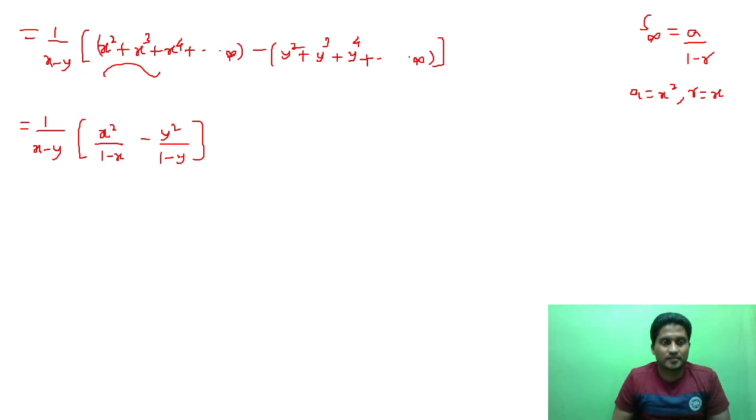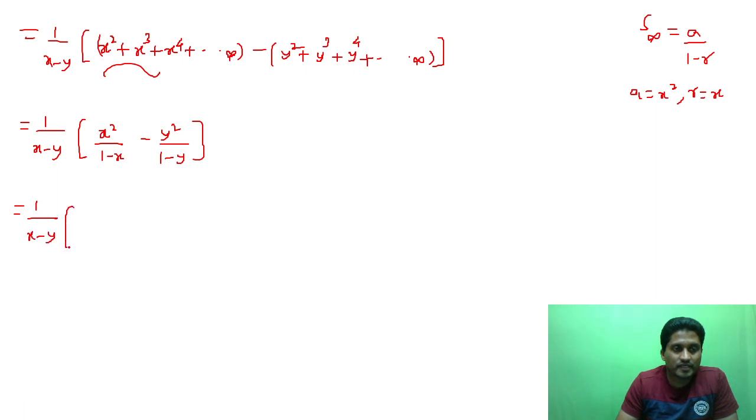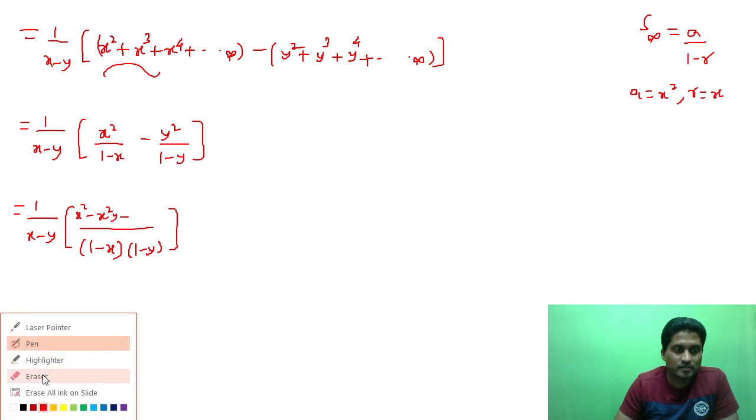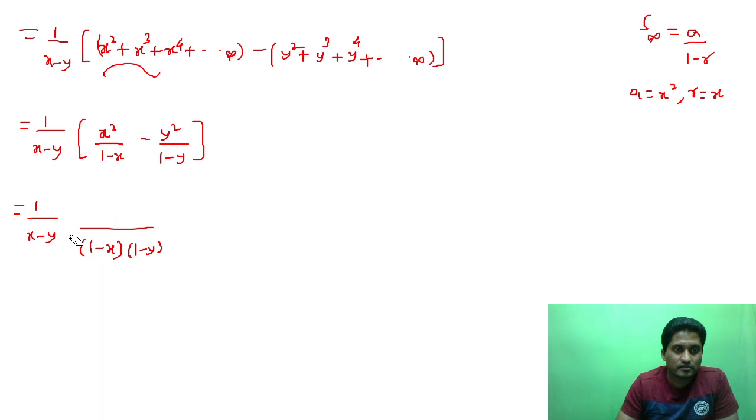Now I'm going to take LCM and then cross multiply. So 1 upon x minus y into a bracket, this is 1 minus x into 1 minus y. If I cross multiply, this becomes x square minus x square into y minus y square, minus and minus is plus, x into y square.